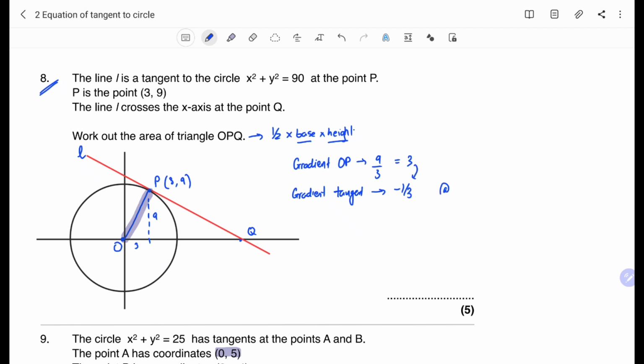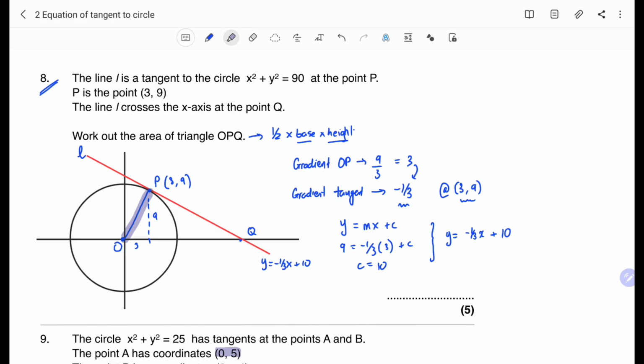Now that tangent goes through the point (3, 9), so we have enough information here to get the equation of the tangent. So y equals mx plus c. Sub in your y, your m, x to find out c. And move that across, c is 10. Therefore the equation of the tangent is y is equal to minus a third x plus 10. So this line here has the equation y is equal to minus a third x plus 10.